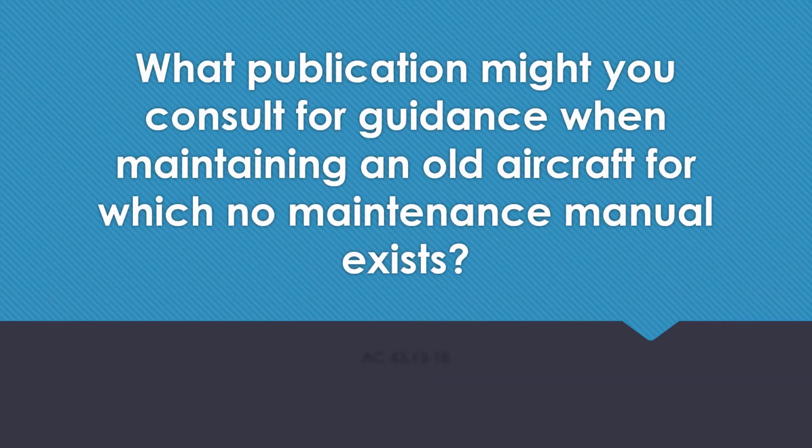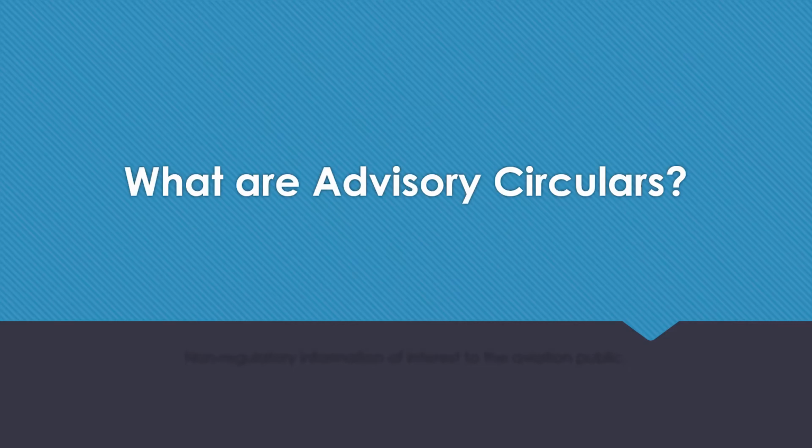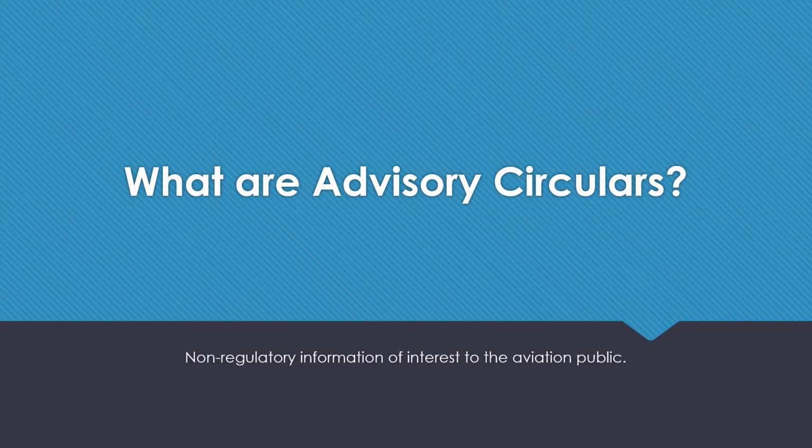What publication might you consult for guidance when maintaining an old aircraft for which no maintenance manual exists? The AC 43.13-1B. What are advisory circulars? Non-regulatory information of interest to the aviation public.